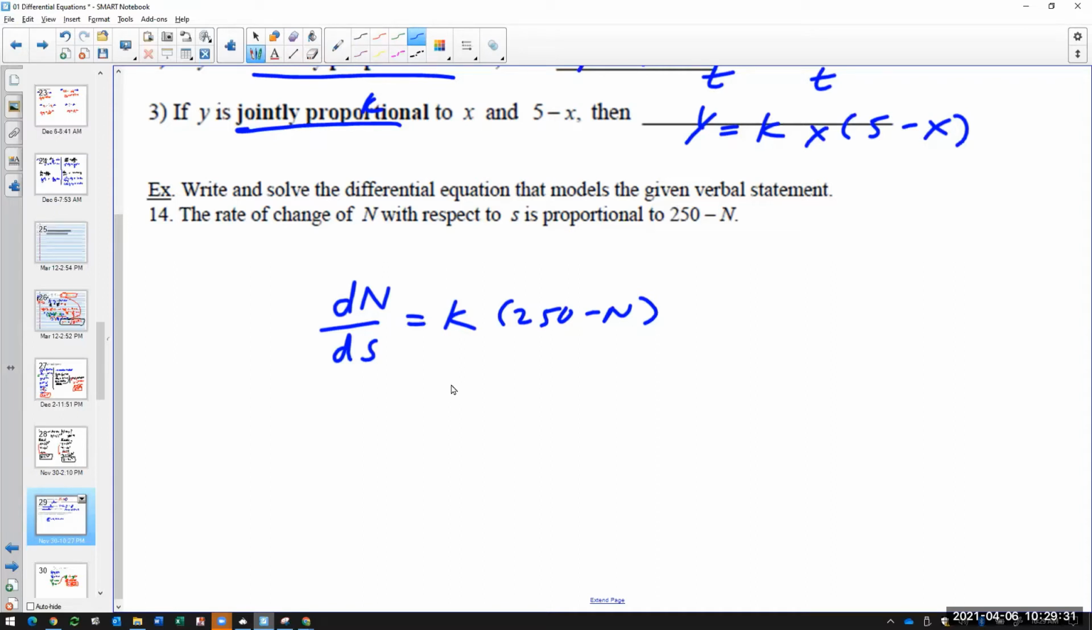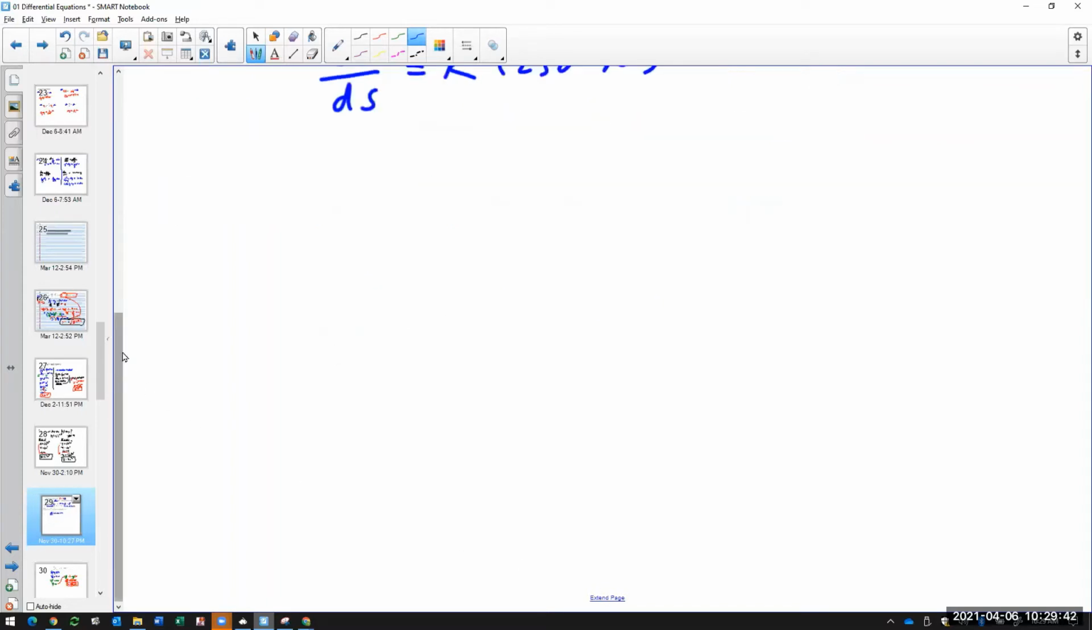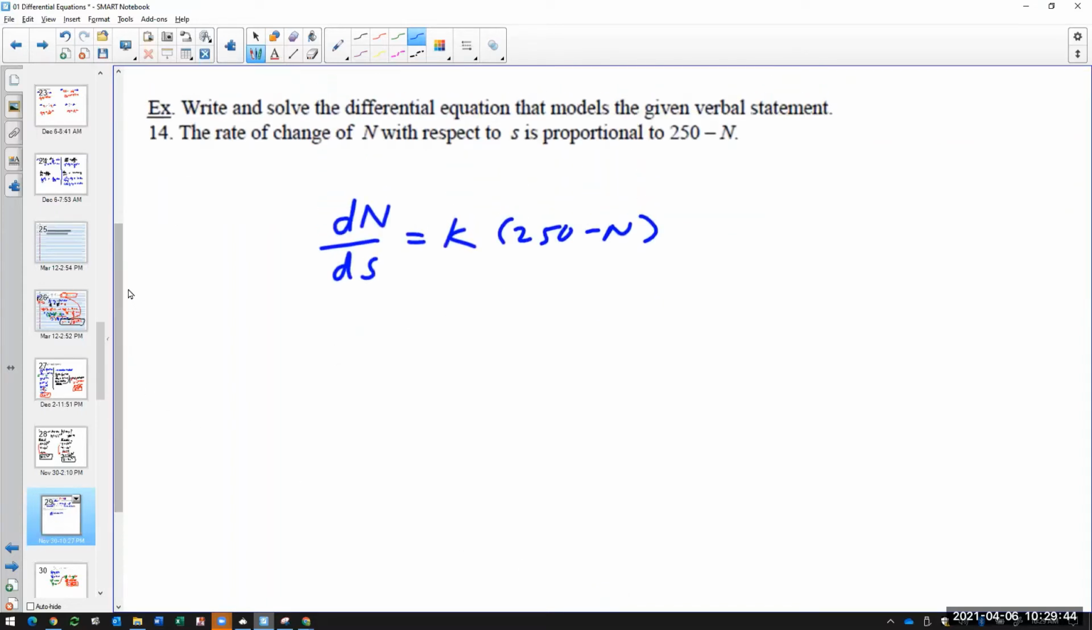Is this all of your notes? Is that all? Yeah. Okay, so this is also number 14 on your homework. I might have numbered differently, so let me know if it's not exactly number 14. Okay, you guys good with that?